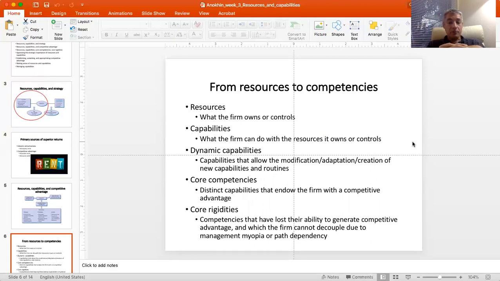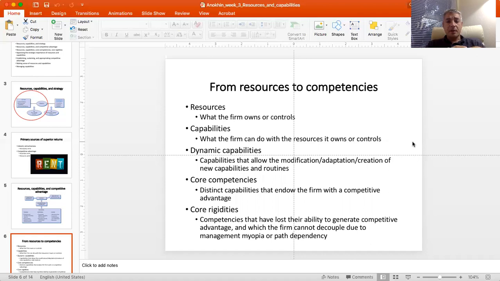Capabilities is what the firm can do with the resources it owns or controls. So this is a higher order thing. And this one is a lot more important for the development of competitive advantage. There are different kinds of capabilities. The probably most advanced would be referred to as dynamic capability. And this is basically the capability that allows for modification, adaptation of existing capabilities, or the creation of new ones.